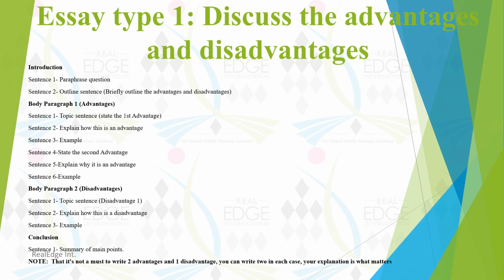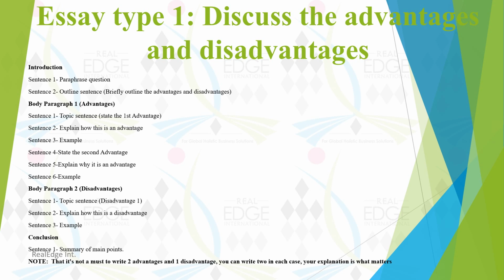Body paragraph 2, you discuss the disadvantages. Sentence number 1, you state your disadvantage. Sentence number 2, you explain how this is a disadvantage. And sentence number 3, you state a relevant example. Finally, the conclusion paragraph, you only need one sentence to give a summary of your main points.